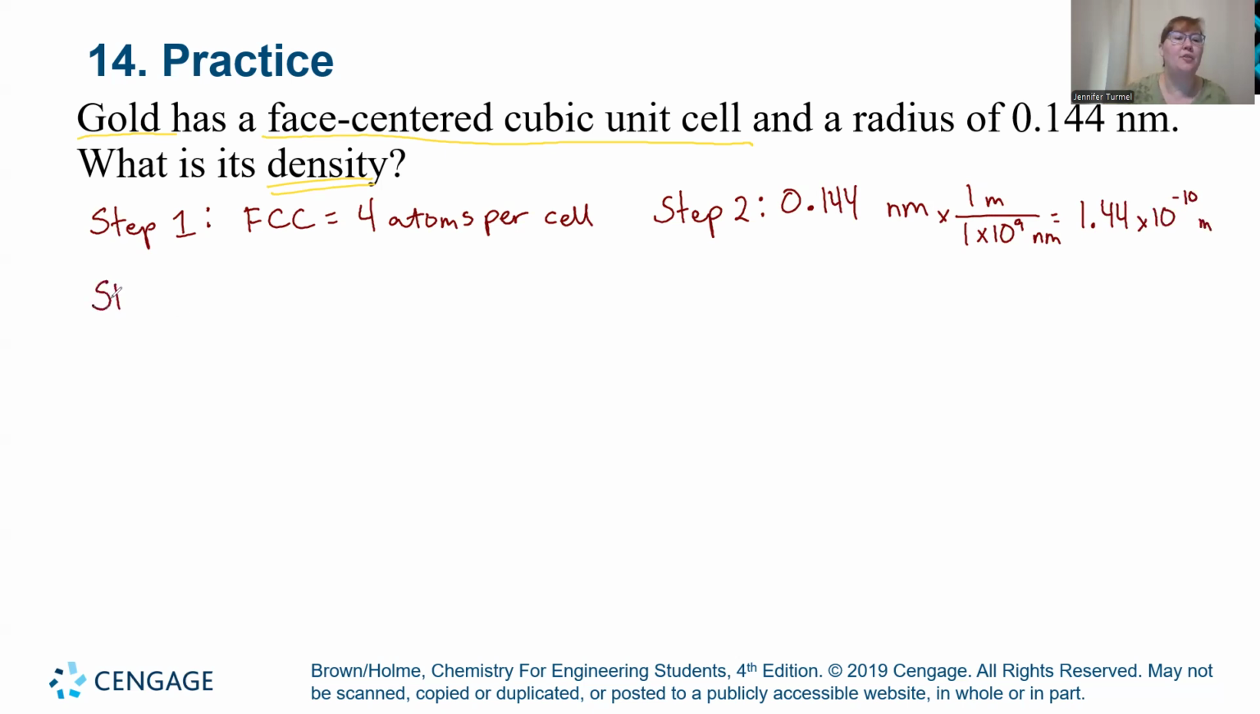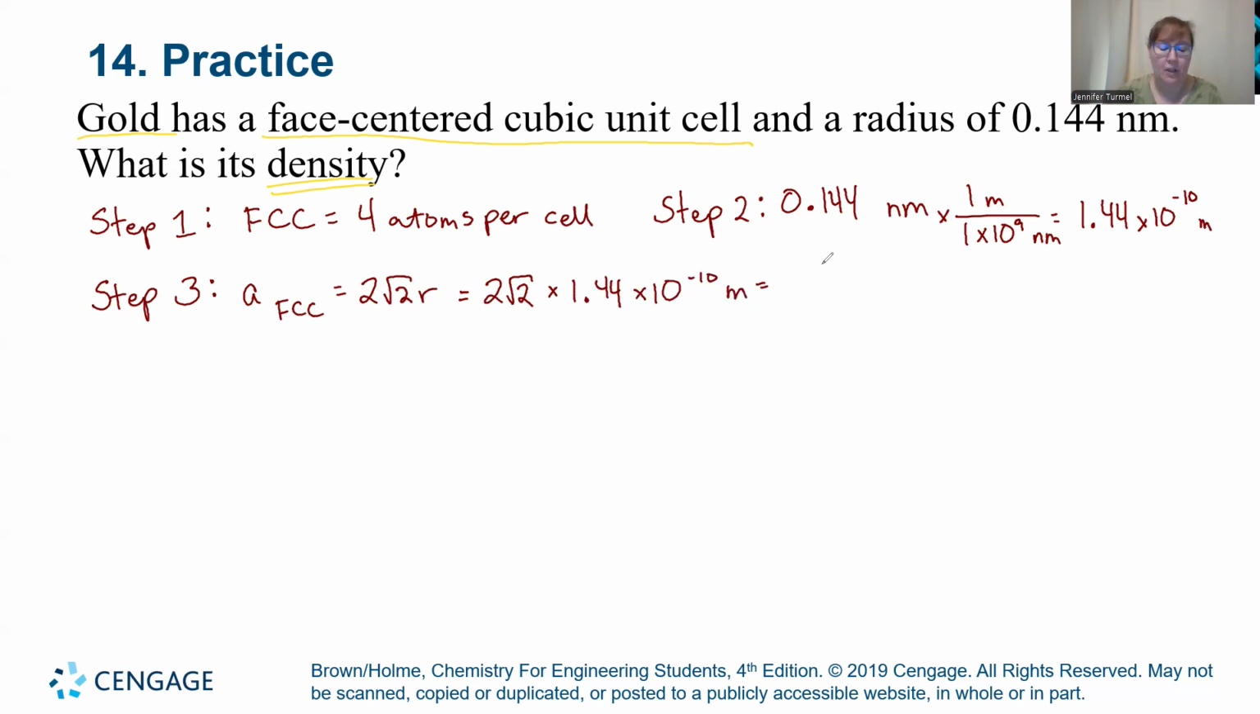My step 3 is to find my edge length. So my a of my face-centered cubic is equal to 2 square root 2 r. And so that is going to be equal to 2 times the square root of 2 times 1.44 times 10 to the negative 10th, which is going to give me 4.0.